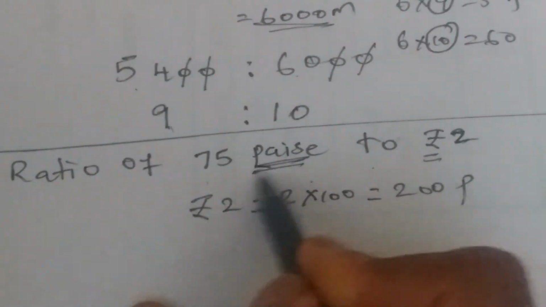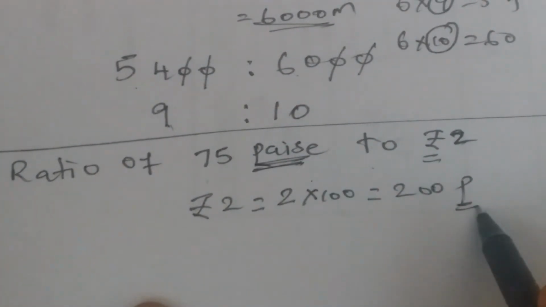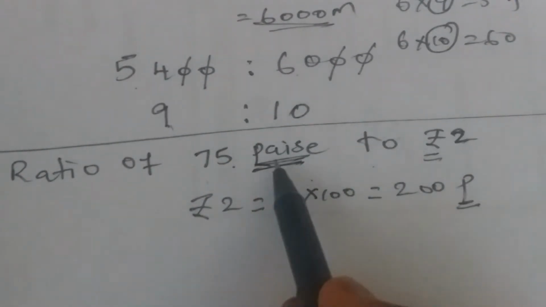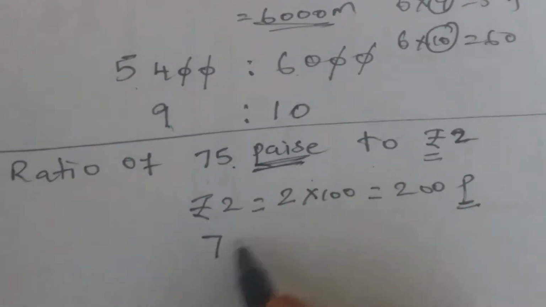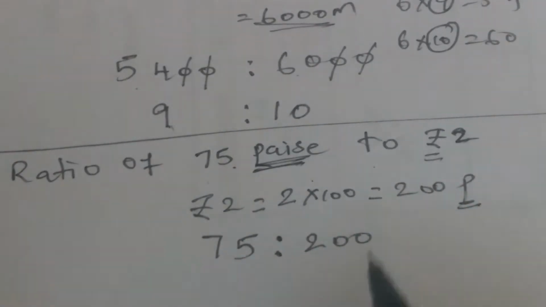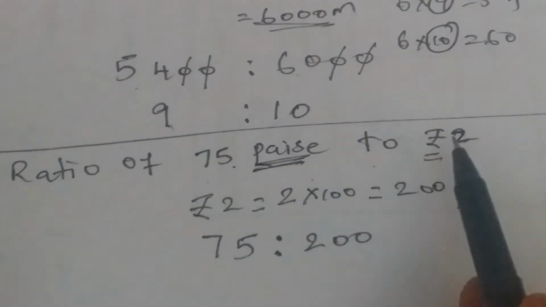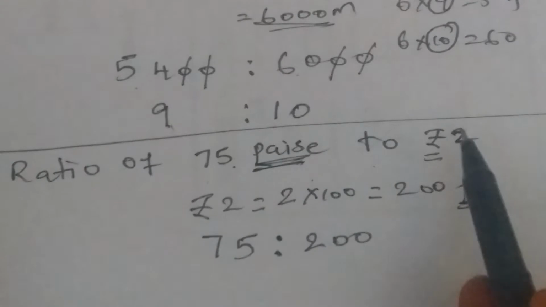Now we have 75 pies and 200 pies. Can we find the ratio? Yes, the ratio is 75 pies to 200 pies. So which should come first? 75 should come first. 75 pies to 200 pies. Both are in pies. Do you know why we are changing? Why can't we write 75 is to 2? Because the units are different. We have to make it into the same unit.